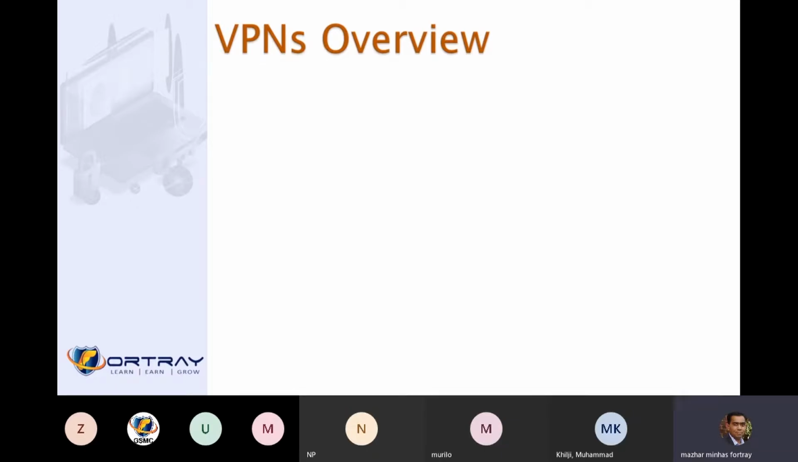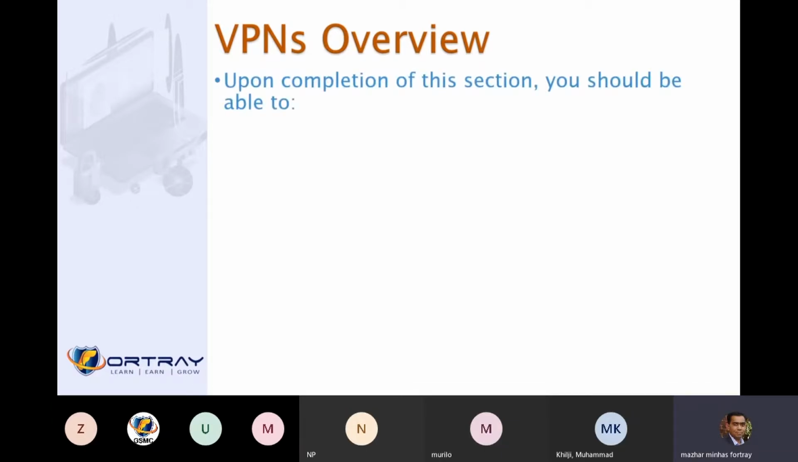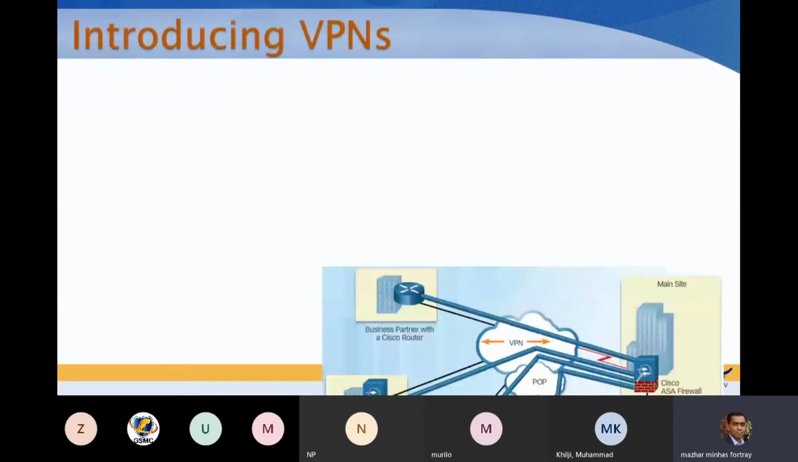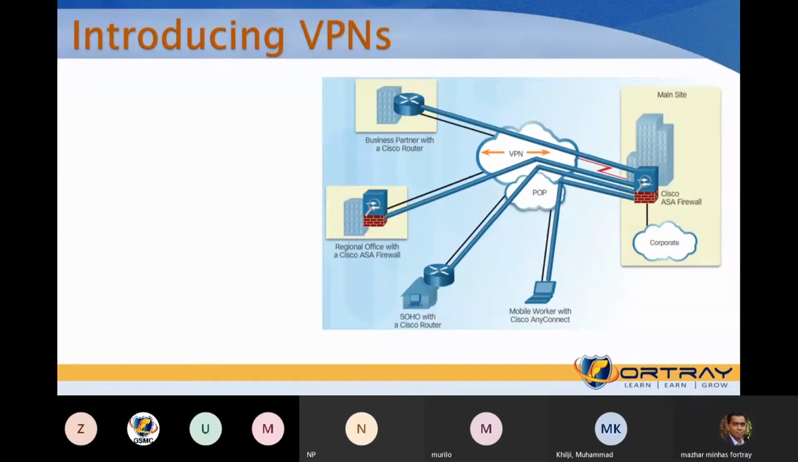So first of all, let's discuss what VPNs are, virtual private networks. These are the objectives we have. VPN basically means virtual private network. So there is a private network, where you have two companies, and one company is using a branch office.